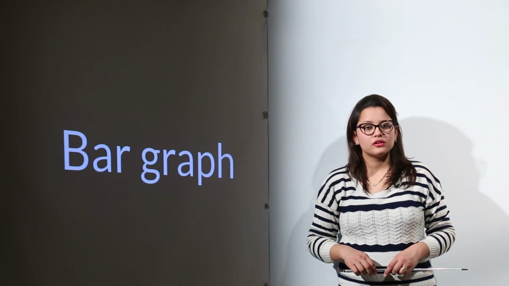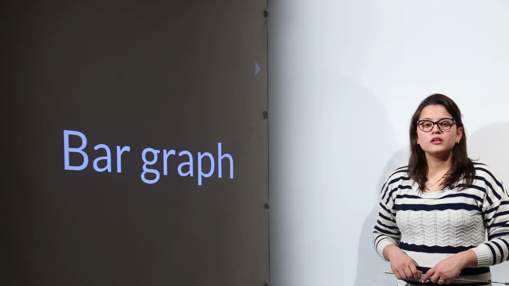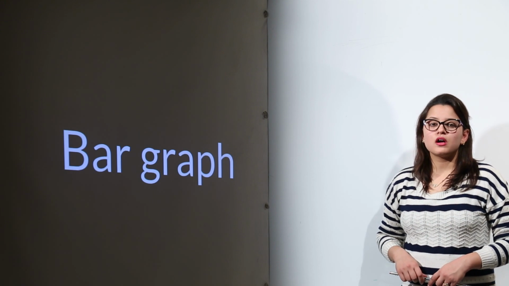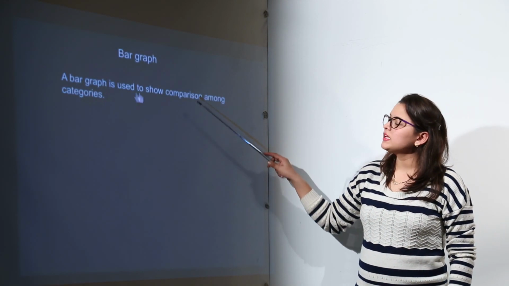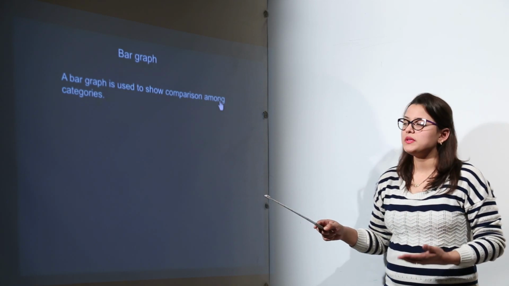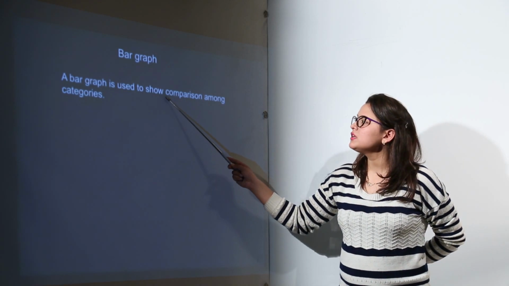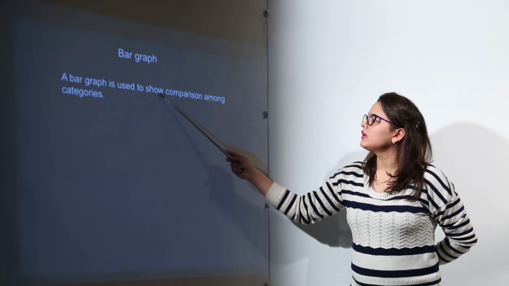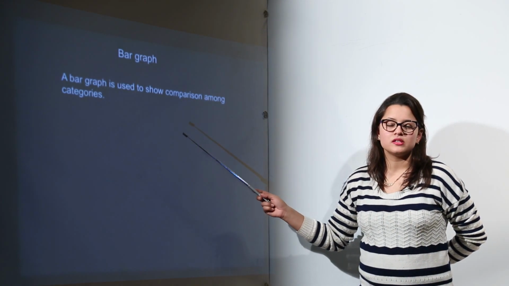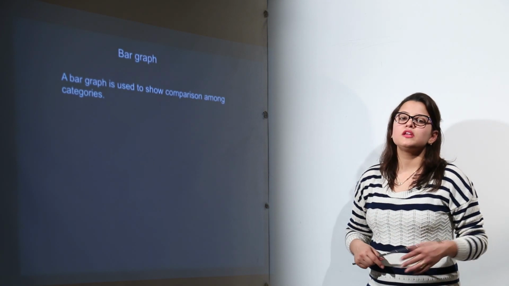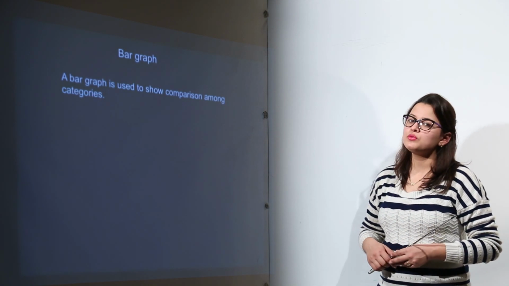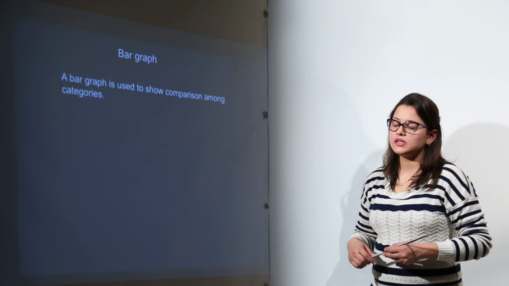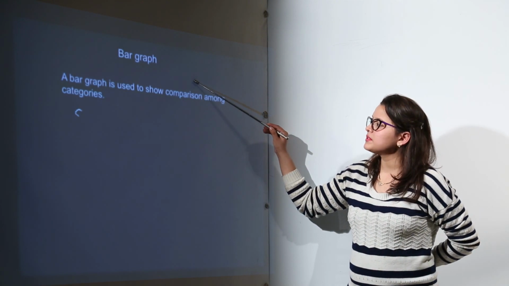Let us do bar graphs now. For bar graphs we will be using graph sheets, right? But before using graph sheets, let me tell you what exactly a bar graph means. A bar graph is basically used to show a comparison among different categories. Categories could be anything, like you can compare marks of different subjects, right? For that we use the bar graph representation.